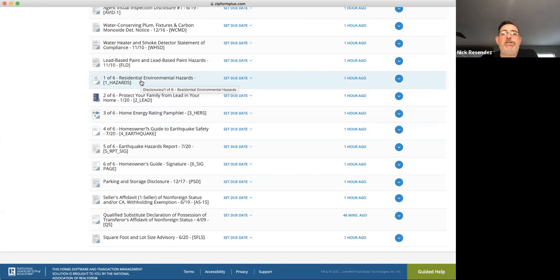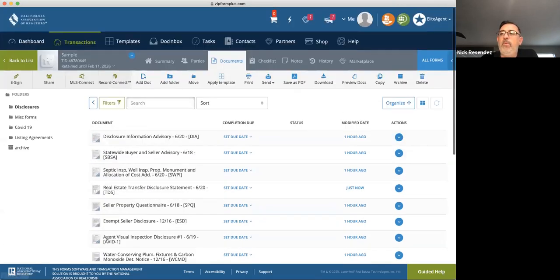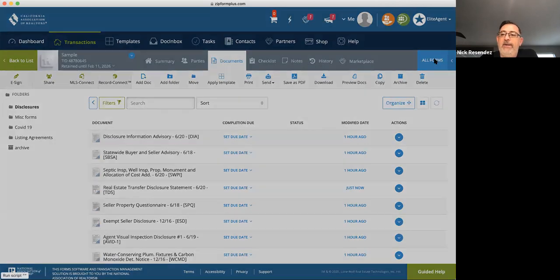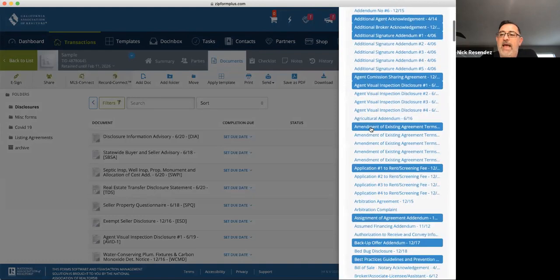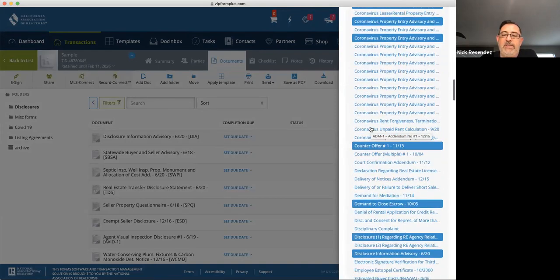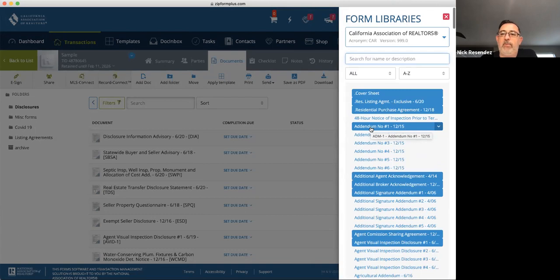And I want to show you something real quickly, where to find these. When you log into your transactions from CAR and we add forms, we go up here to all forms, or we use this little caret. And that's where we can go in and find all of the forms that CAR provides to us. And there's a ton. And we're going to go into a whole bunch more next time we meet.